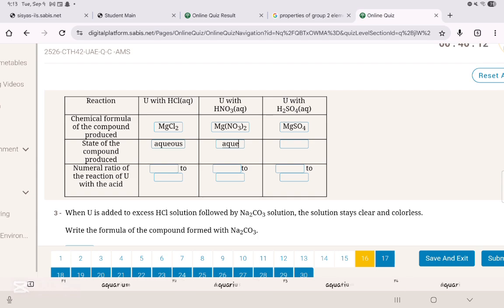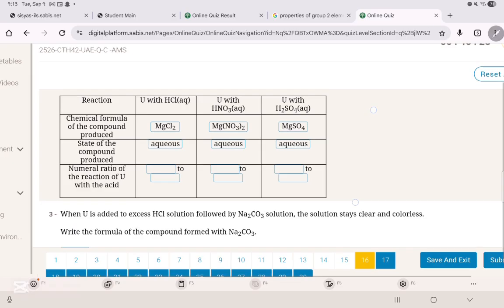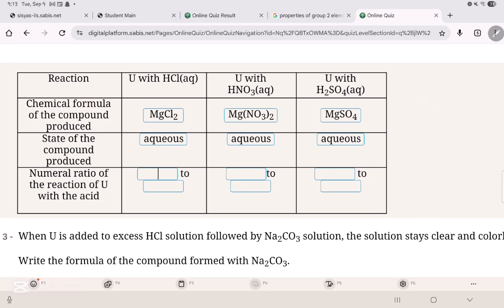Aqueous and aqueous. Perfect. Now, the numerical ratio of the reaction of U with the acid. In my opinion, no need to get too complicated with this. What I would do if I was you is look at the thing that's in common between both of them. So HCl and MgCl2. NO3, NO3, 2. SO4, SO4.